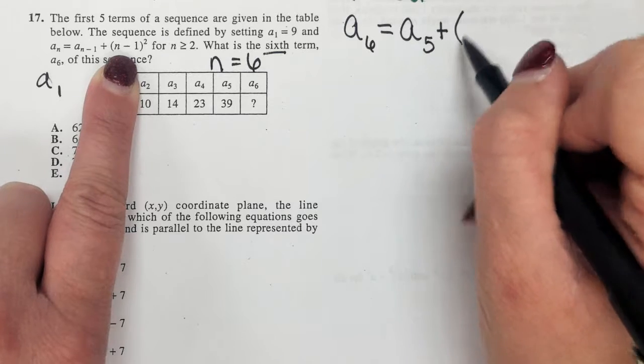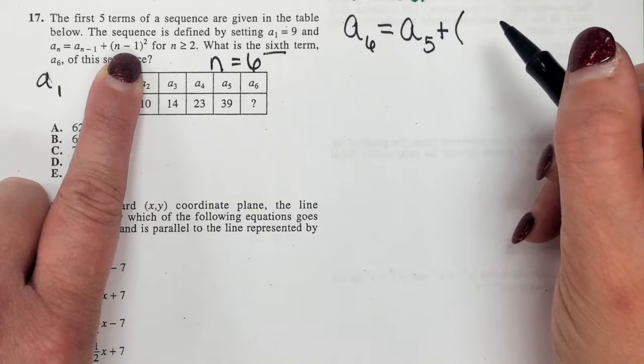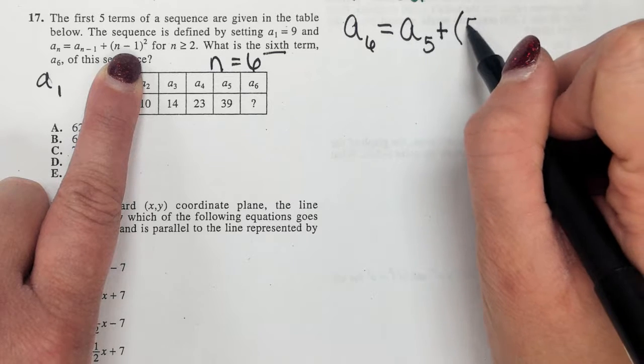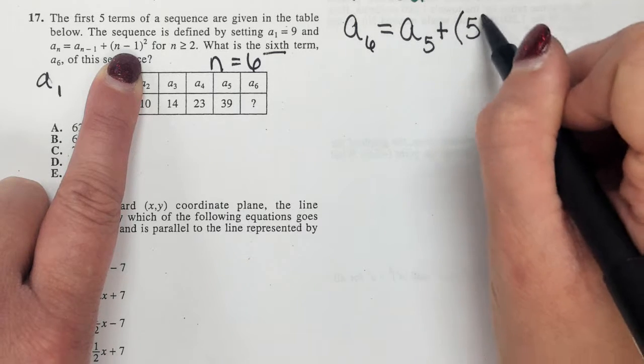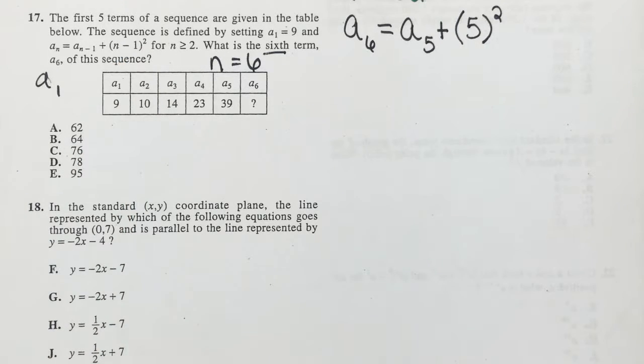And then a parentheses. And it's n minus 1 again. What's n minus 1? What's our n value? 6 minus 1? 5. There you go. And then what is that? Squared. There you go. Alright, do you see something else that we could plug in for that? Something they gave us in the chart?